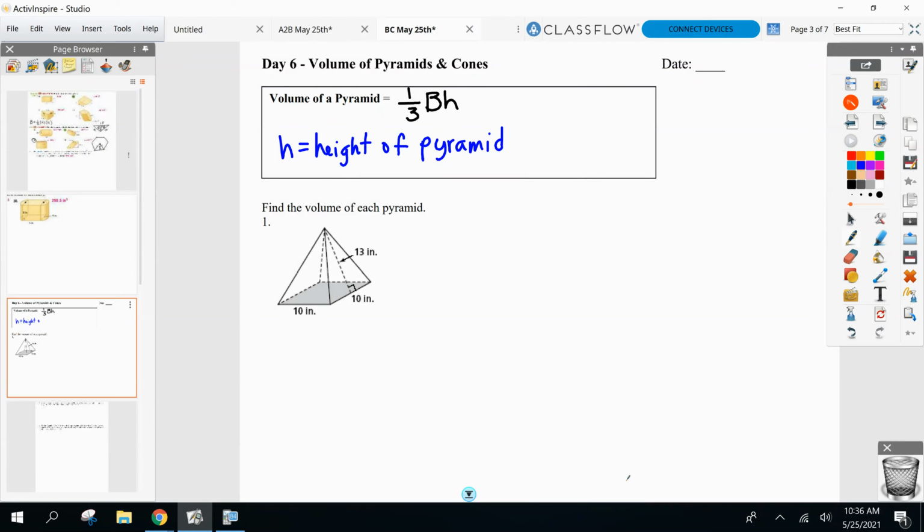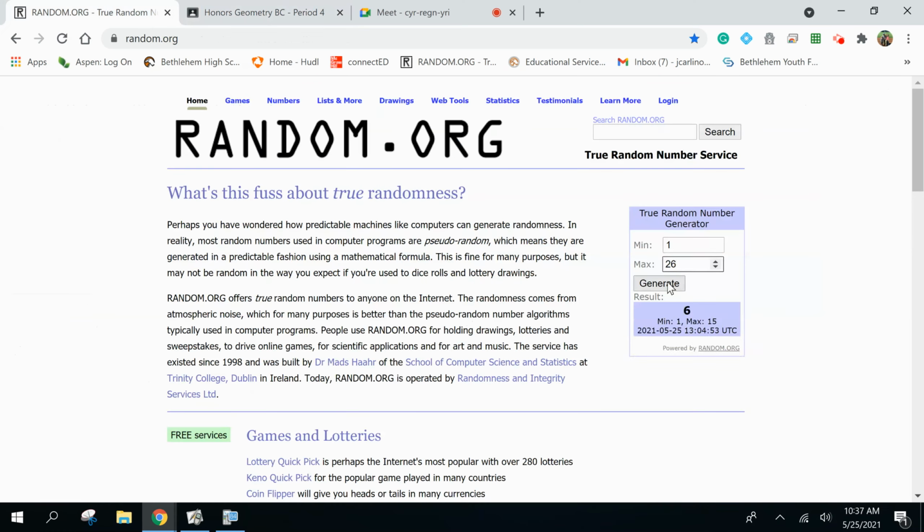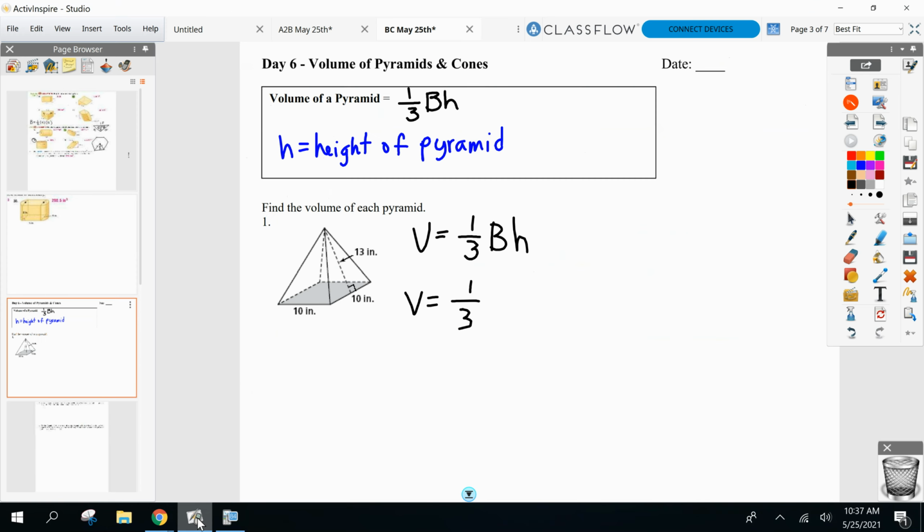All right, so let's tackle number 1 right now. Volume, 1/3 area of the base times the height. First person today, talk to me. How are you going to find the area of the base? Sabrina, go ahead. Tell me how you're going to find the area of the base. 10. Good. It's a square base, so 10 times 10. That's big B, capital B.